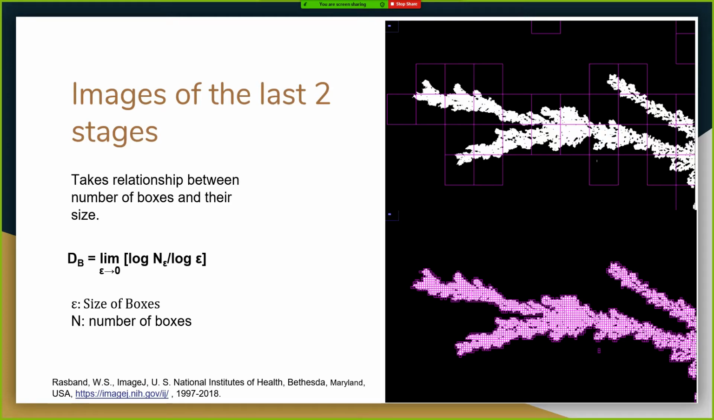So the box counting method is then able to take a relationship between the number of little boxes you have to their size, and then it spits out a fractal dimension. The equation itself is fractal dimension is the limit as the size of the boxes goes to 0. So as the boxes get smaller, you take the log of the number of boxes over the log of their sizes. And that should be a number between 1 and 2, because it's not quite a square, it's not quite a line.